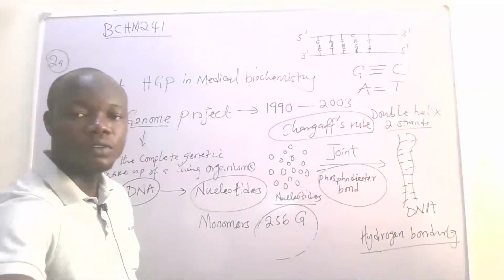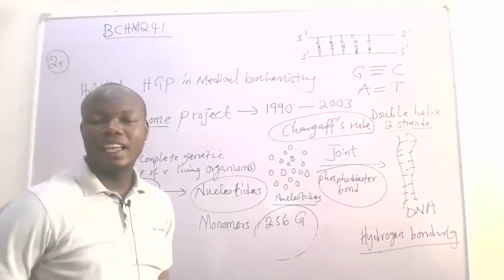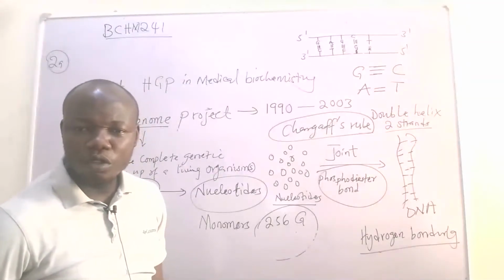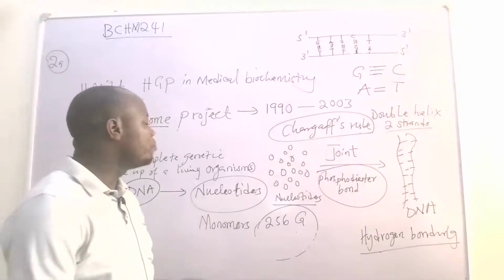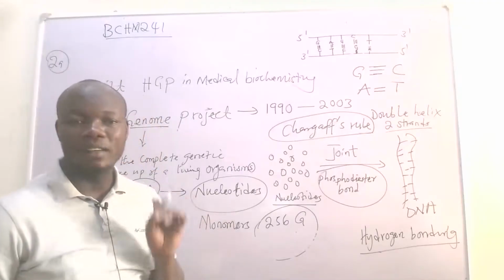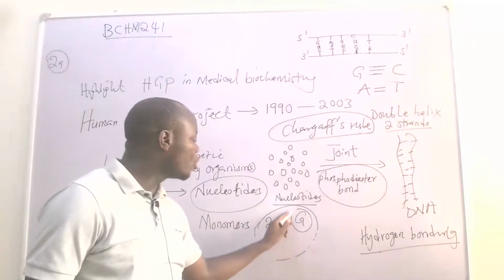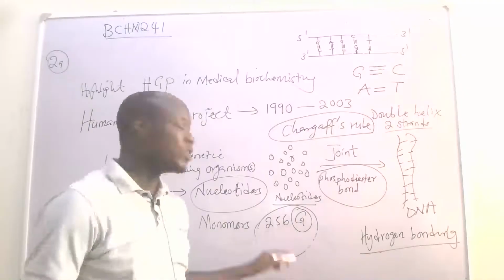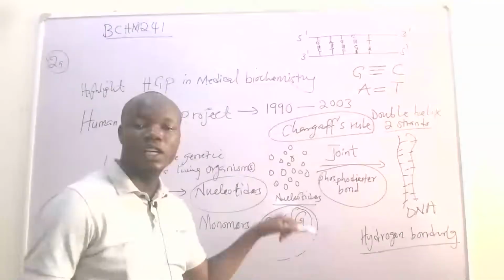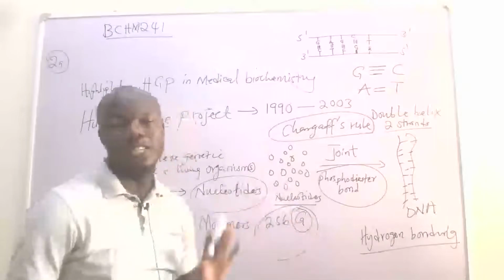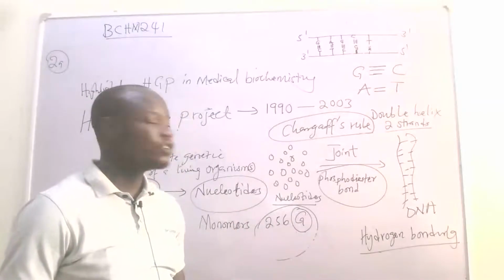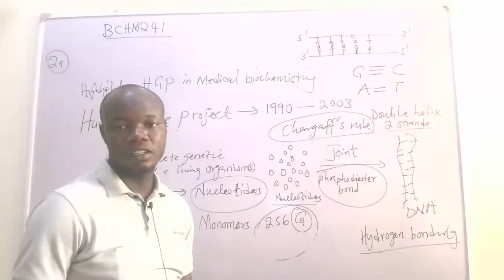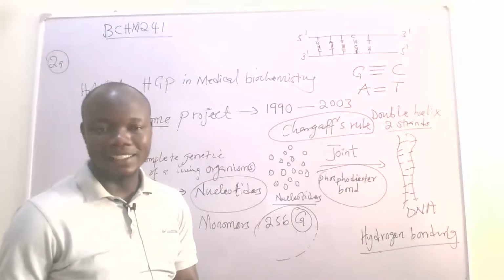Someone said 256. Excellent. Because the answer is 256. Guanine always pairs itself with cytosine. So if you have 256 guanine, it tells you that there is also an equal amount of cytosine. So the answer is 256 cytosine.